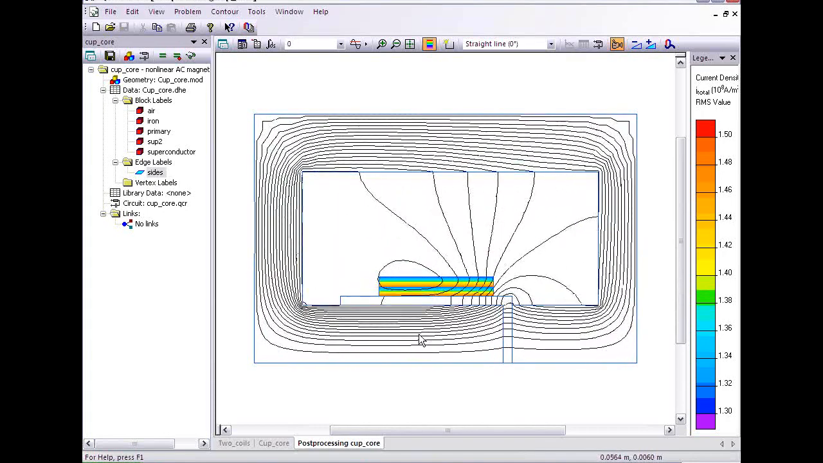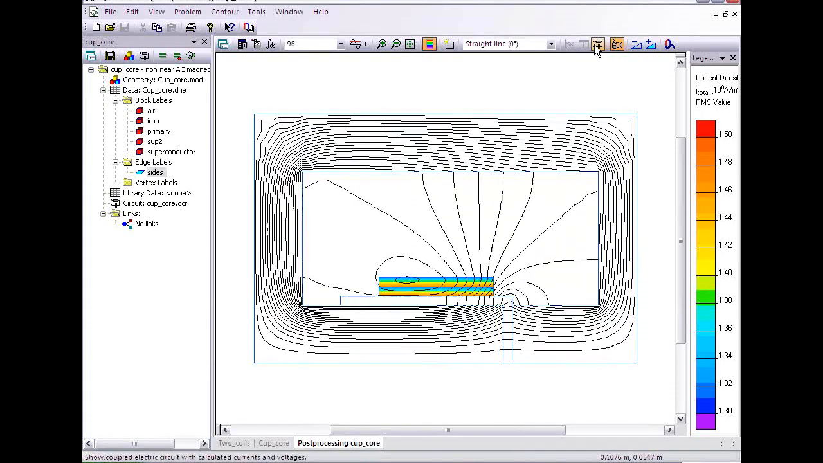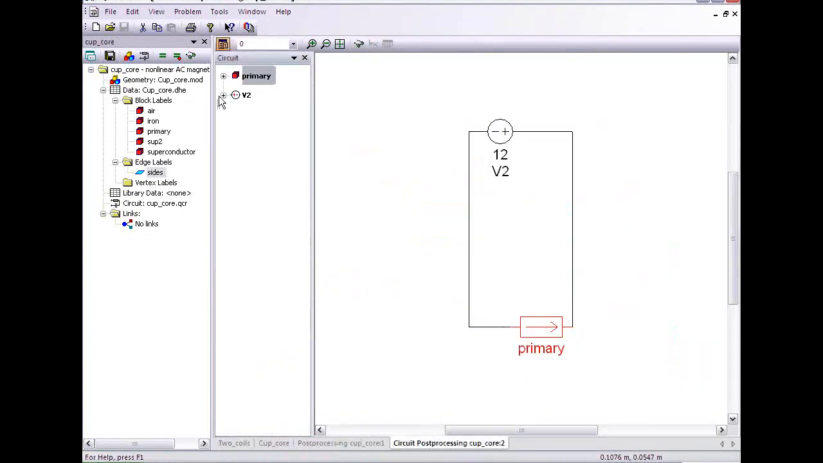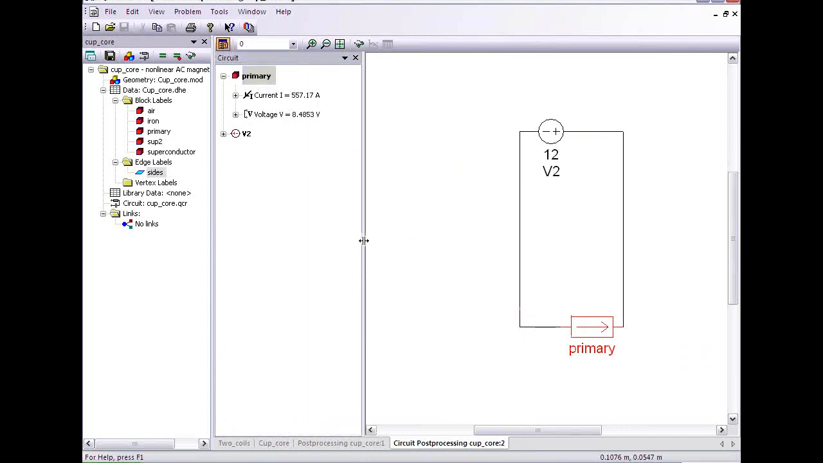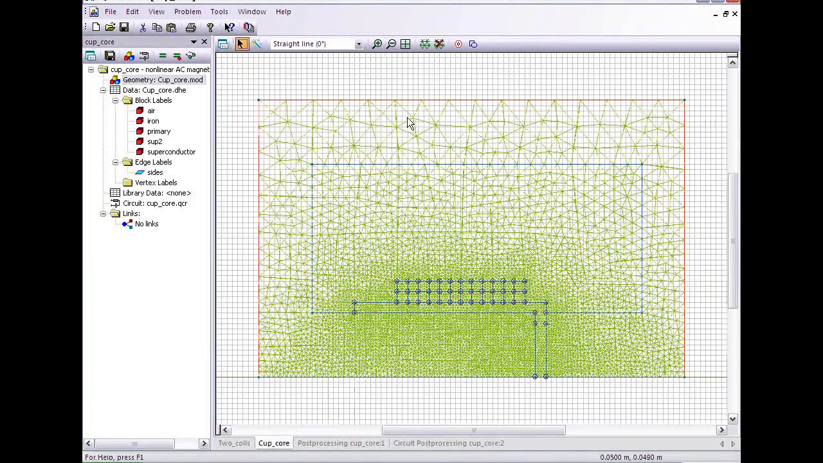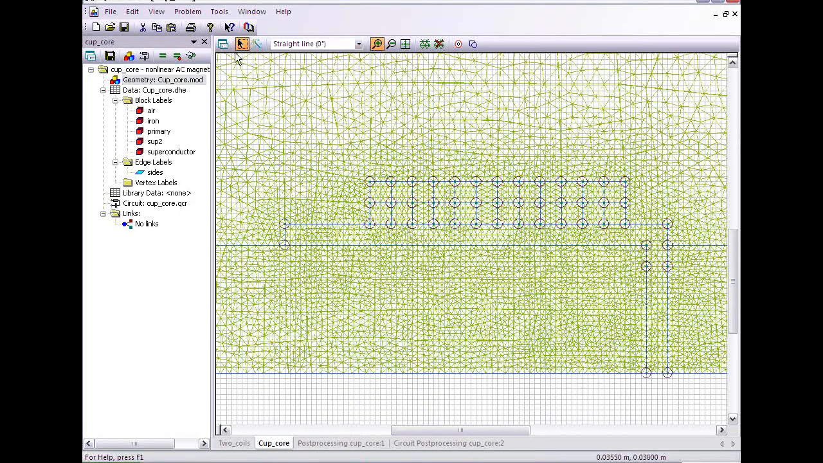Okay. So let's look at the current that's flowing in the primary. In this case, I have something like 500 amperes, 550 amperes. And I want to go back and compare when the superconducting tube is screening it.